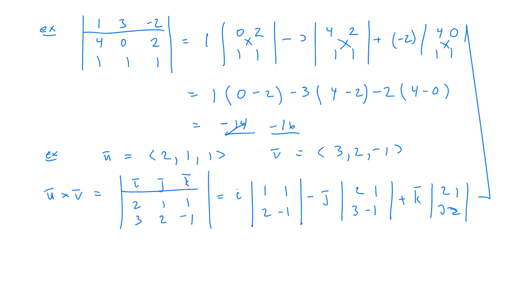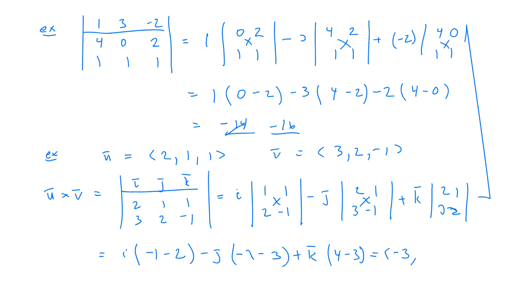And now they're 2 by 2, so like the last one, the forward minus the backward diagonal, so negative 1 minus 2, j times negative 2 minus 3, and then 4 minus 3. And for me, since I'm used to writing it in this form, I get rid of the i, j, and k, so I get negative 3 times i, so negative 3, 5 times j, and then 1 times k.